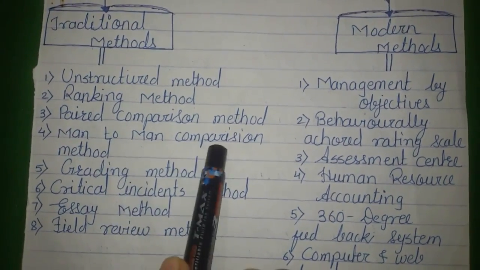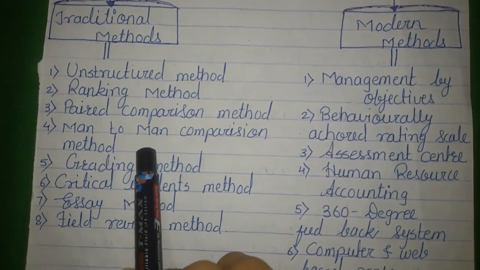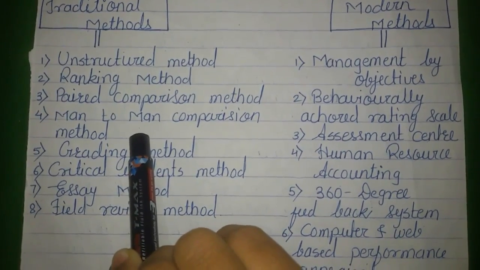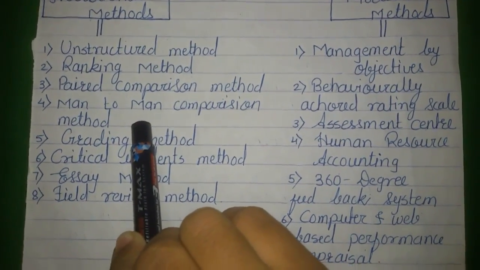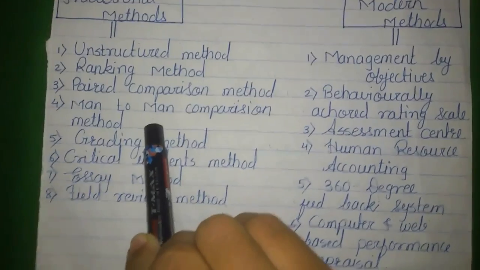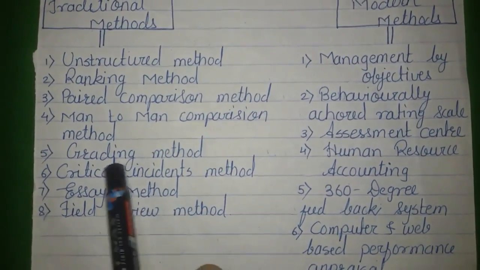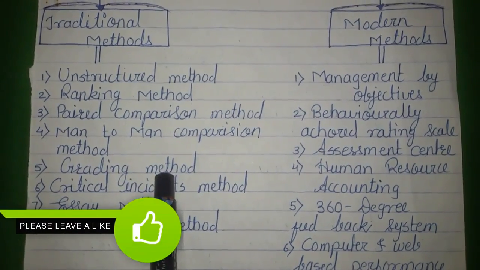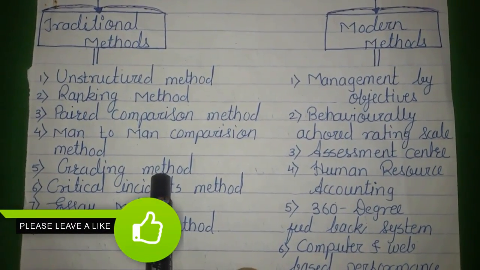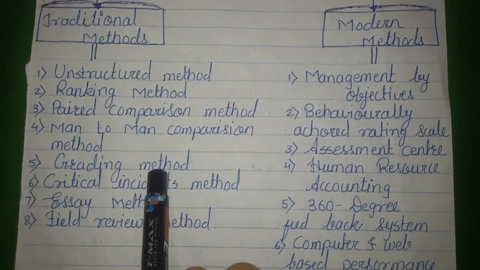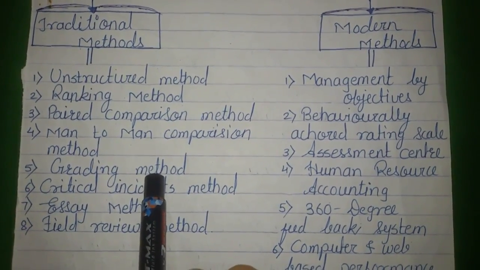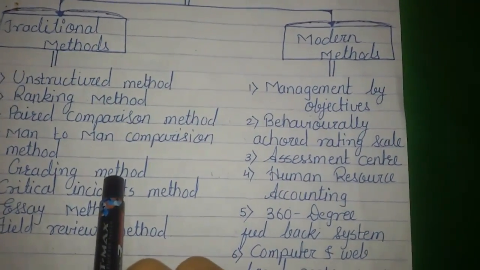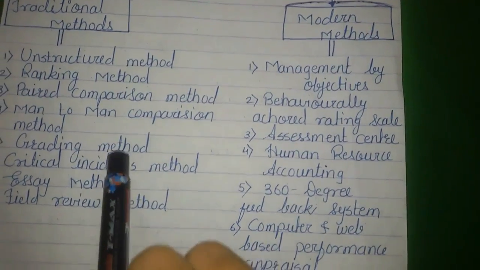Next method, man-to-man comparison method. One man is compared with another man. This is also a very simple method. His qualities and that man's qualities are compared with each other and then the rates are given to an employee. Next, grading method. Under this method, the grades are decided. For example, A for outstanding, B for very good, C for average and D for poor. These are the 4 different categories of grades. These are given to them according to the employee's qualities and characteristics.